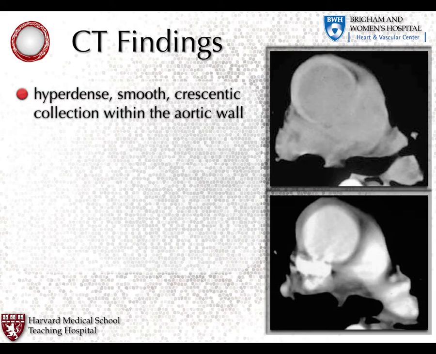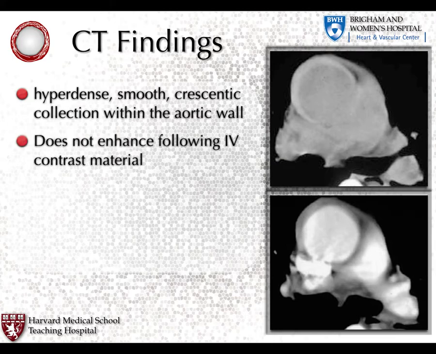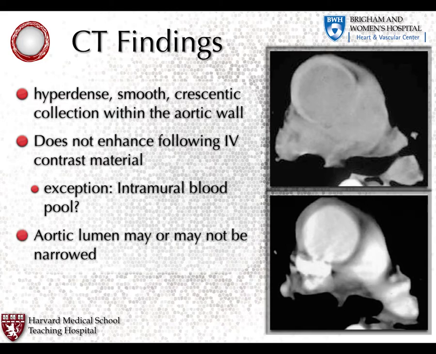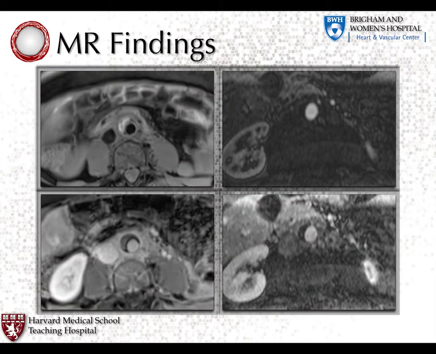So hyperdense smooth crescentic wall. Again, a lot of these cases you need to pick it up with just this image. So look for the smooth crescentic wall. Does not enhance following IV contrast material. It's a hematoma, so why would a hematoma enhance? With the exception, the intramural blood pool, which we'll talk about in a minute. The aortic lumen may or may not be narrowed. Supposedly the thickness of the IMH does correlate with how the patients do, but that's not a feature that we routinely measure. Here's an example of how it looks on an MRI.